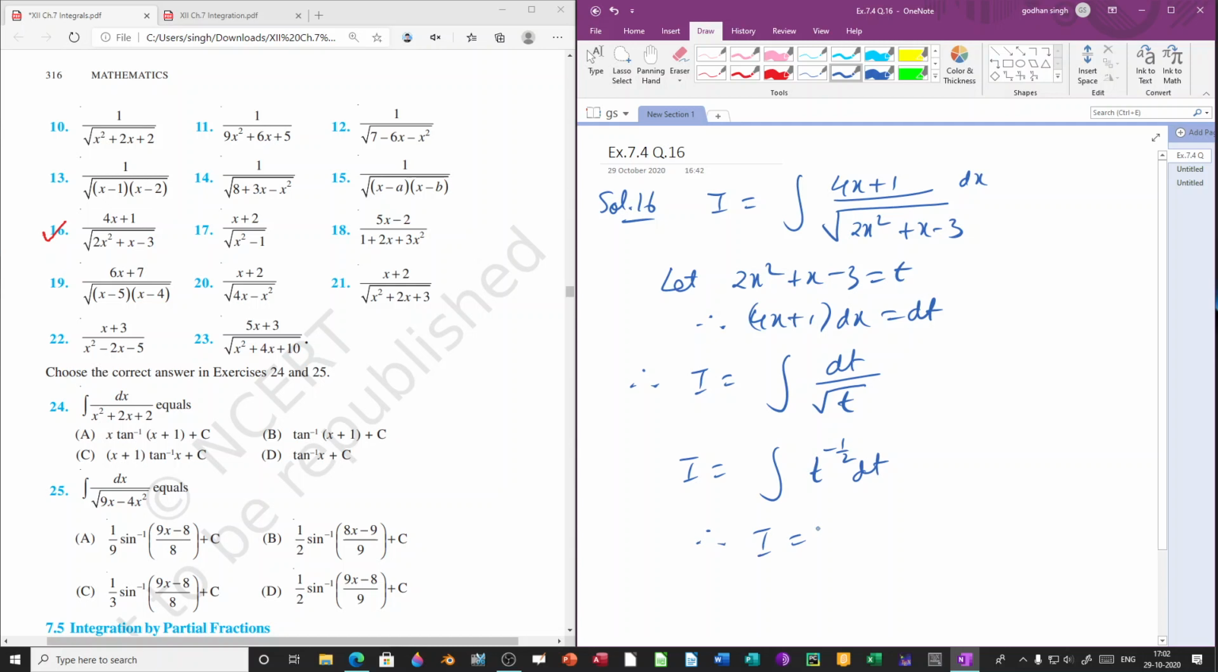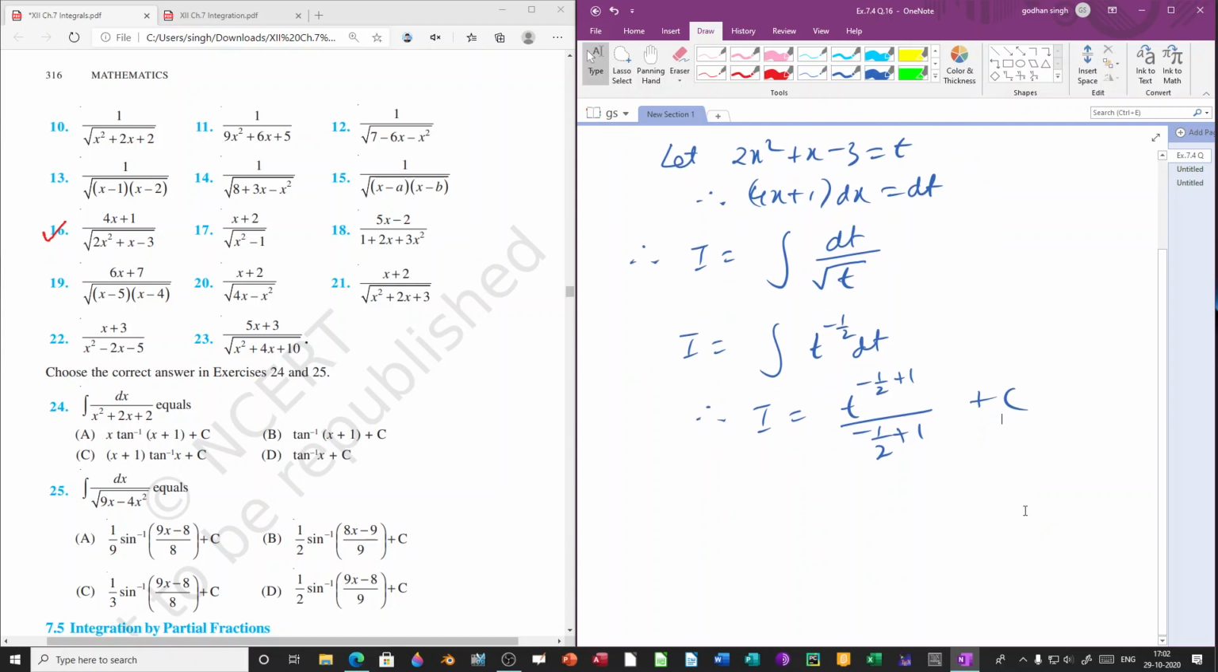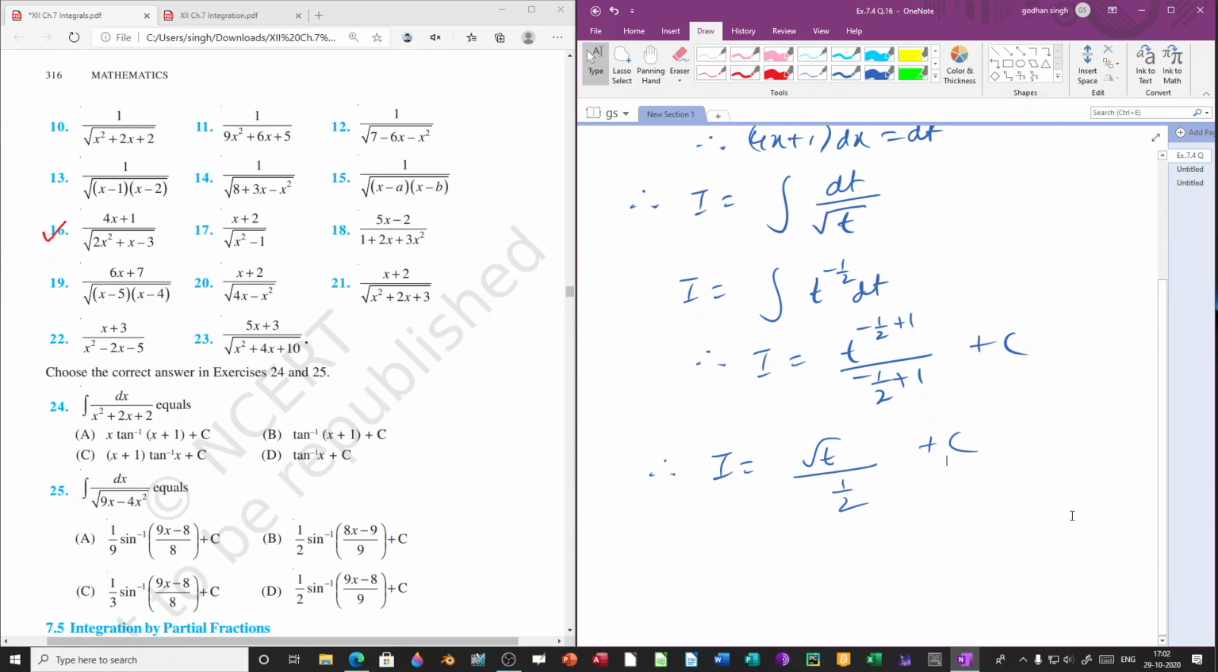Now applying the formula of the standard form, integration of x raised to n dx, I equal to t raised to n plus 1 over n plus 1, that is t raised to minus half plus 1 over minus half plus 1 plus c. So we'll be getting I equal to root t over, this minus half plus 1 becomes half, plus c, or we can write this as I equal to 2 root t plus c.